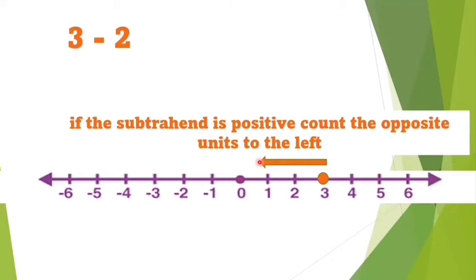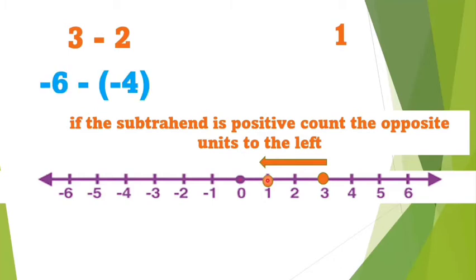So, we have here positive 2. Ang mangyayari, we're going to count units to the left. Papunta sa negative. Hindi papunta sa positive. Since 2 is positive, so we're going to move to the left. We're going to count 2 units dahil ang ating subtrahend ay 2 units. Is positive 2, so we count 1, 2, and that's make our answer as positive 1.